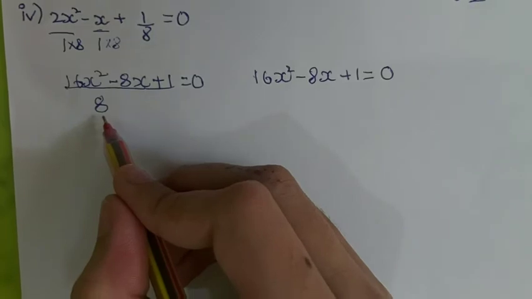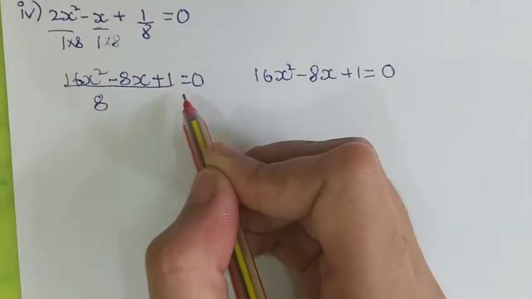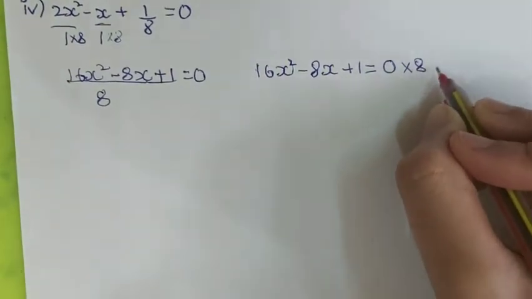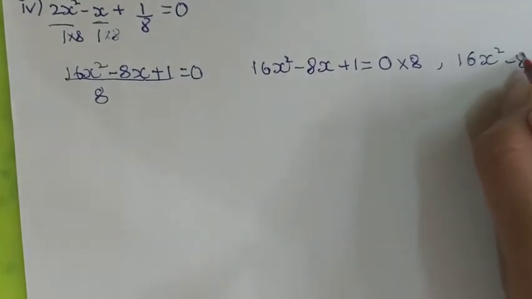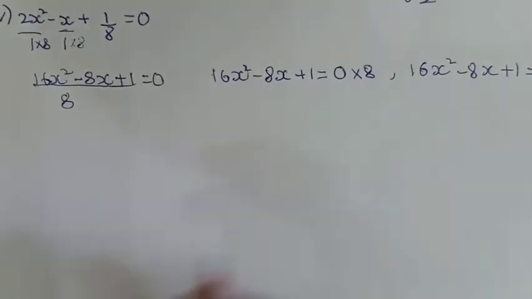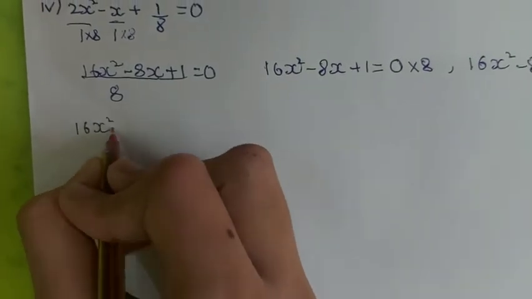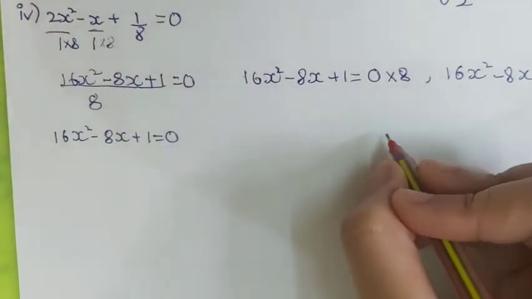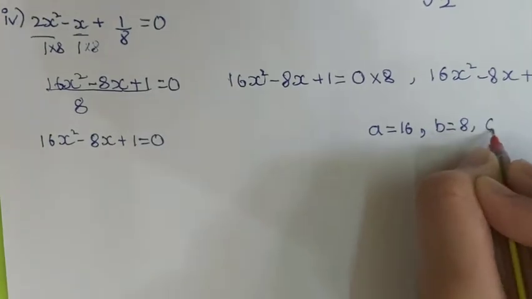Now here 8 is divided with this number, so on the other side it will go and multiply. So 0 into 8 is 0. So here we got a quadratic equation. I'll write it again here: 16x square minus 8x plus 1 is equal to 0. So here a is 16, b is minus 8 and c is 1.